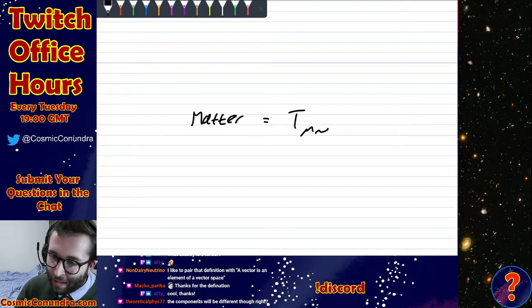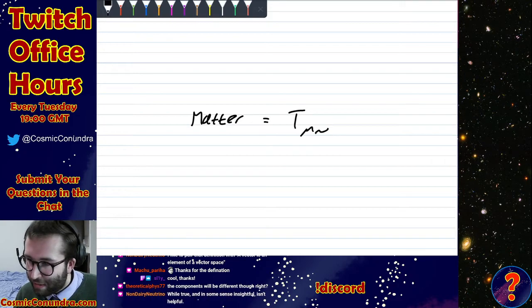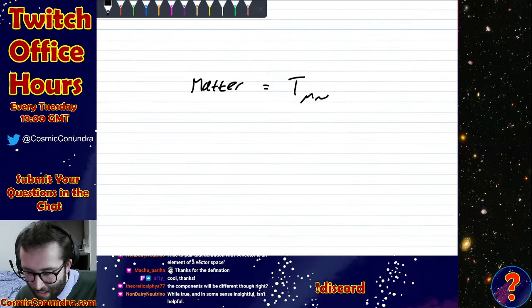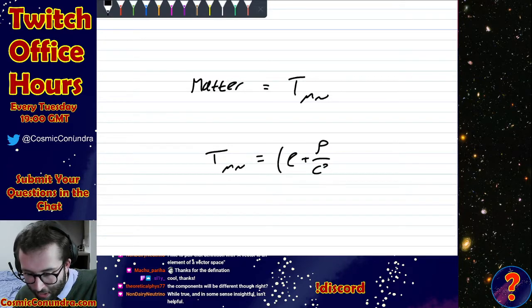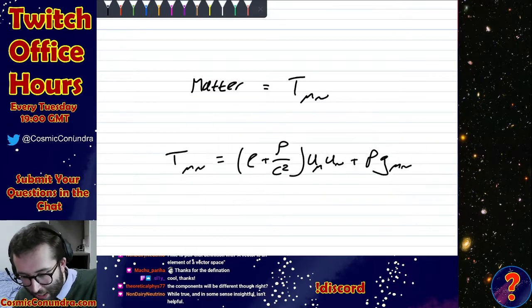The components will be different. Well, the components will have transformed, but they should have the same form. So say your tensor is some isotropic stress energy tensor like this, where rho is density, p is pressure, like this. This is kind of the standard choice for an isotropic stress energy tensor.